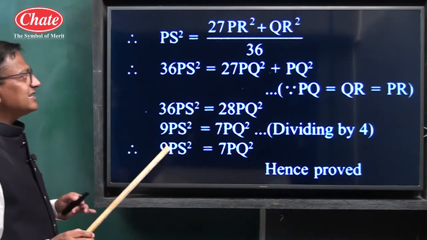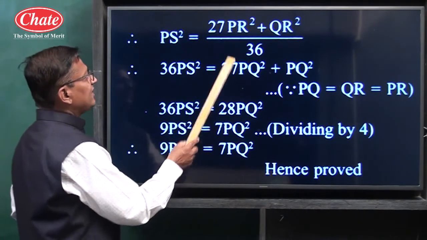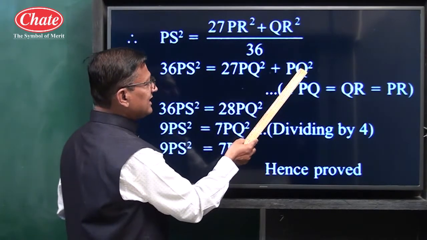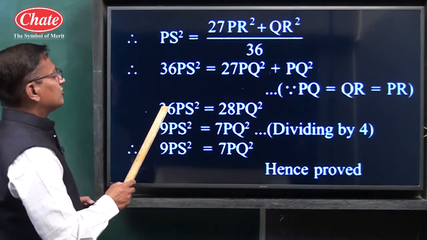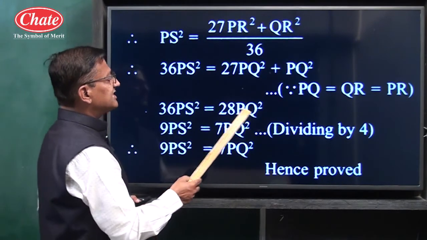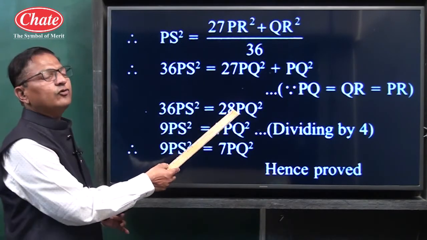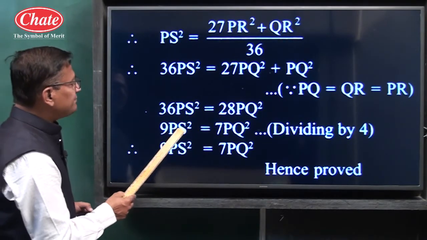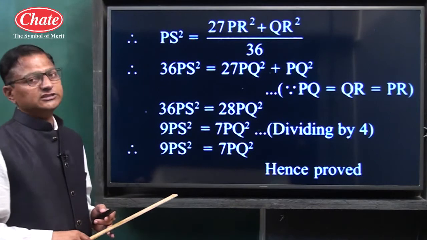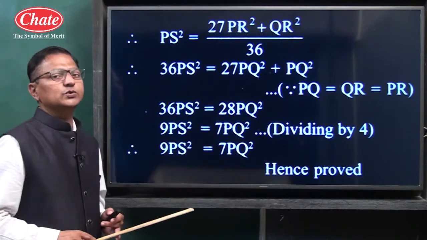PQ is equal to QR is equal to PR. Since PQ is equal to QR is equal to PR, we can replace PR here by PQ, and QR also by PQ. So we get here 36 PS square is equal to 27 plus 1, it is 28 PQ square. So here 4 9s are and 4 7s are. So we get 9 PS square is equal to 7 PQ square, dividing by 4 on both sides. And we get finally 9 PS square is equal to 7 PQ square.